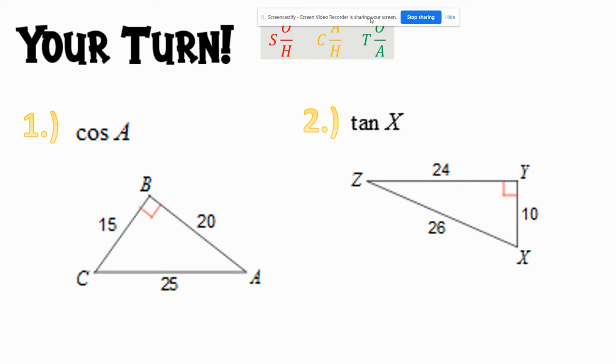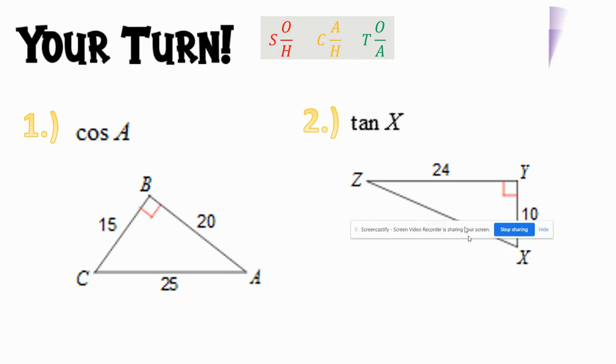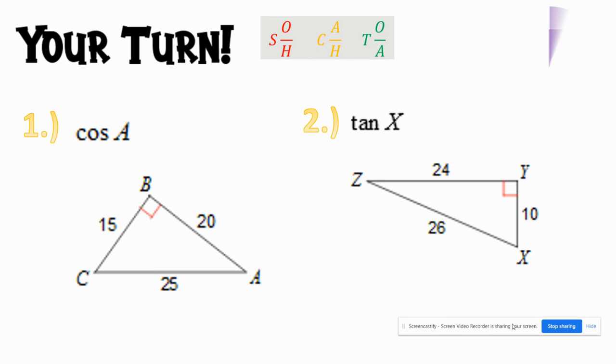All right, why don't you try these on your own? So number 1, all you want to find is cosine of angle A. You're just finding one ratio, just cosine of angle A. And on number 2, all you want to do is set up the ratio for tangent of angle X. So I'll hit the timer. I'll give you 60 seconds. Try those 2 problems, and then we'll see if you got them correct.